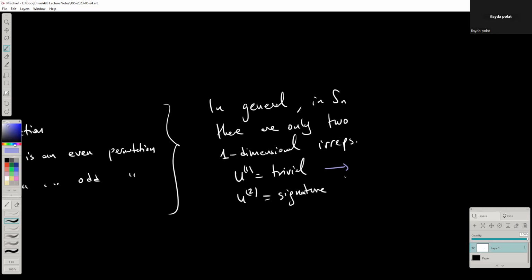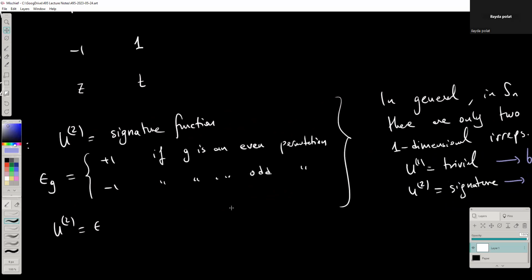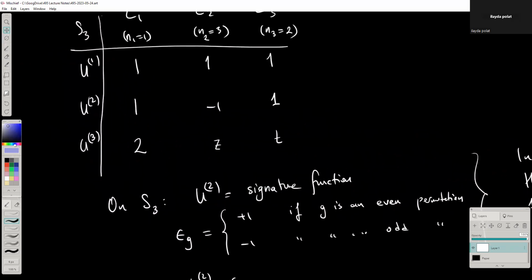It turns out that this trivial representation corresponds to the boson. So the boson wave functions transform under permutations like the trivial representation. Fermion wave functions transform like the signature representation under permutations. We don't have higher dimensional representations in here, but in applications, these other representations are also used. This is just extra information. These are useful representations actually.